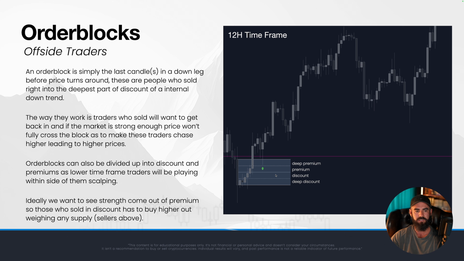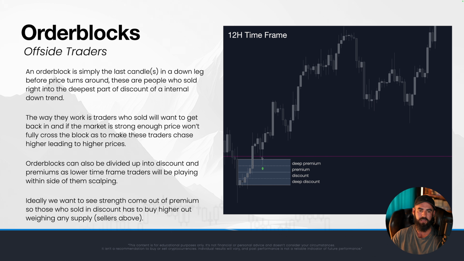Ideally, we want to see strength come out of premium. So those who sold in discount have to buy higher, outweighing any supply, so sellers above. So going back over this, we've got this last down candle, which has created this order block. We've used this body in here. We've split it up into the 4 sections so that the 50% is this middle area. We've obviously got the deep premium, then the discount and the deep discount.